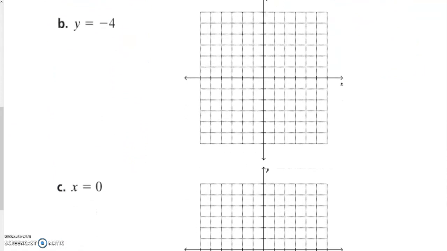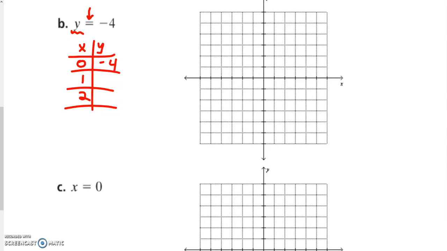Let's try this one. X and y. Let's see, read the equation carefully. It doesn't tell me what x should be, so I'm going to pick easy numbers. But it does say y has to be negative 4. Every time y has to be negative 4. So, walk 0, climb negative 4. 1, 2, 3, 4. Walk 1, climb negative 4. Walk 2, climb negative 4. Oh my gosh, the pattern is just to move left and right, but don't go up and down. I have a straight line.